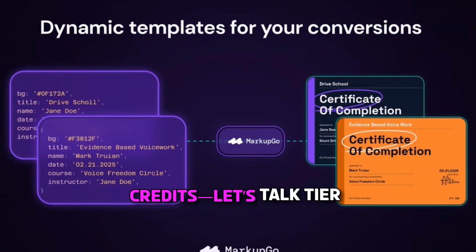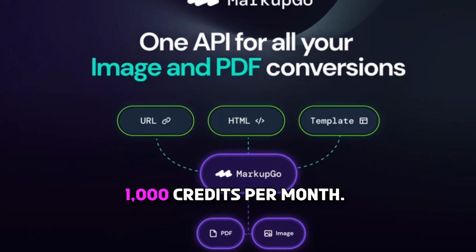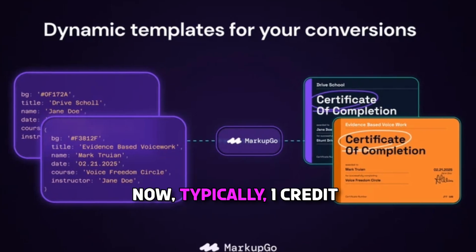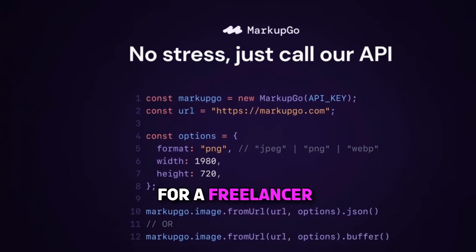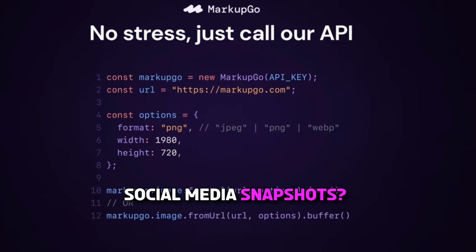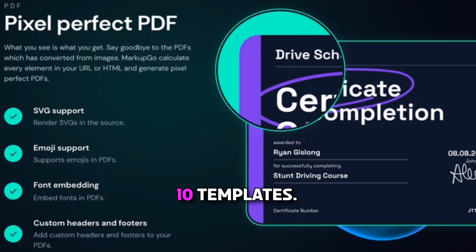Speaking of credits, let's talk tier limits. On tier 1, $49, you get 1,000 credits per month. Now typically, one credit equals one generated PDF or image. For a freelancer generating invoices or social media snapshots, 1,000 is a lot. That's like 30 a day. However, notice the catch. Tier 1 only gives you 10 templates.